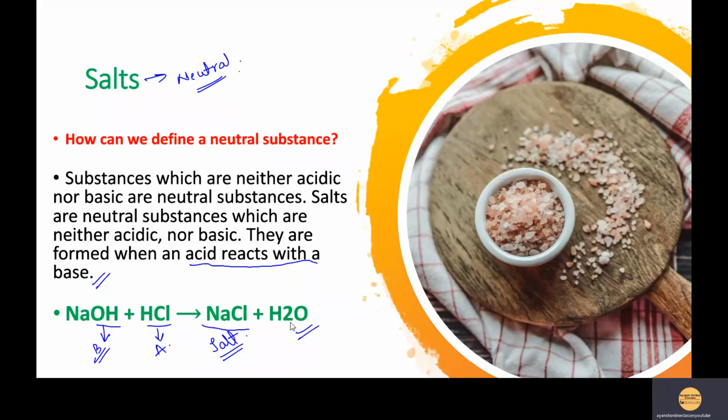So what did we learn regarding salts then? Salts are the substances which are neither acidic nor basic. They are the neutral substances. And regarding their formation, they are formed when acids react with bases. The most common example we have taken is the formation of sodium chloride, which we get after the reaction of the base sodium hydroxide with the acid hydrochloric acid.